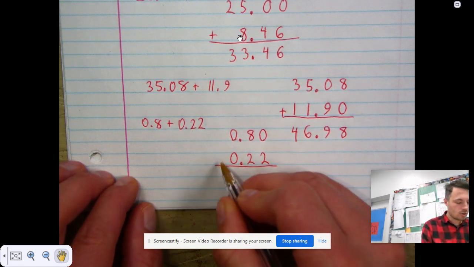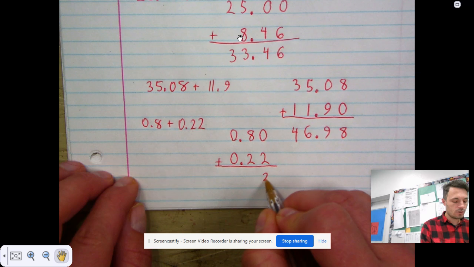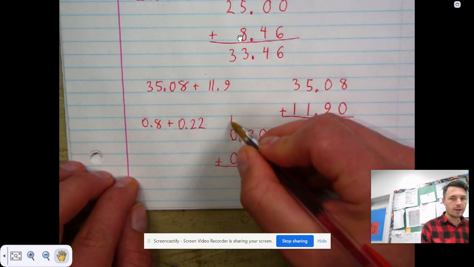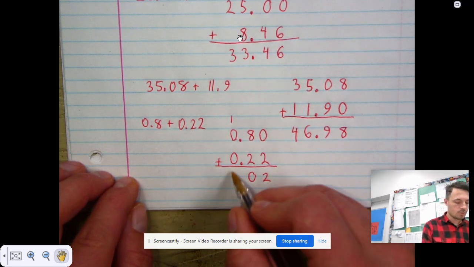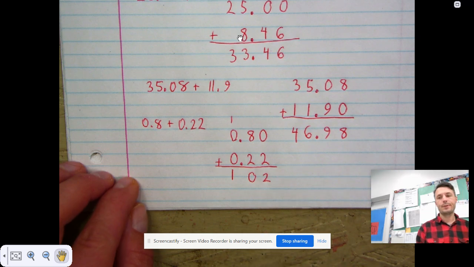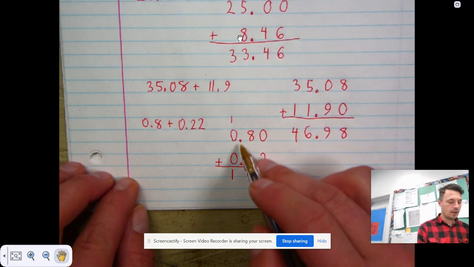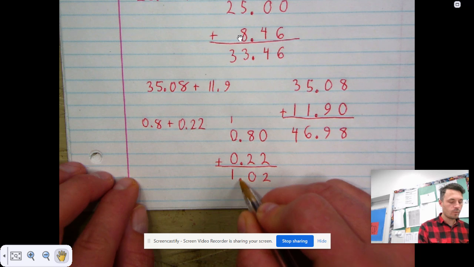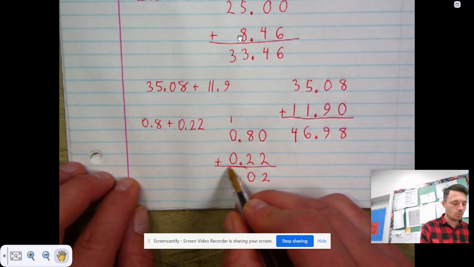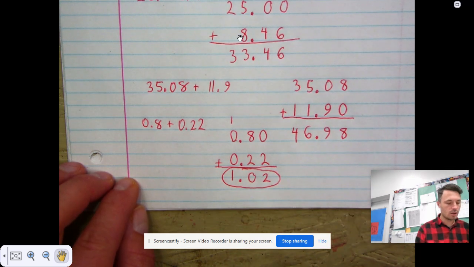Now we add normally. 0 plus 2 is 2. 8 plus 2 is 10. Carry the 1. 1 plus 0 is 1. And then we drop down the decimal point, lined up in the sum with where it is in both addends. So the answer is 1 and 2 hundredths.